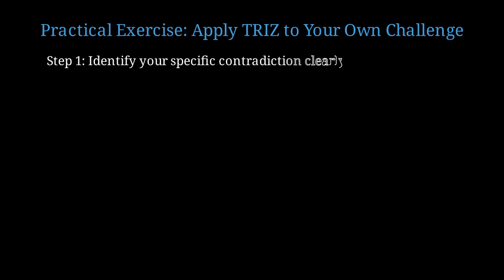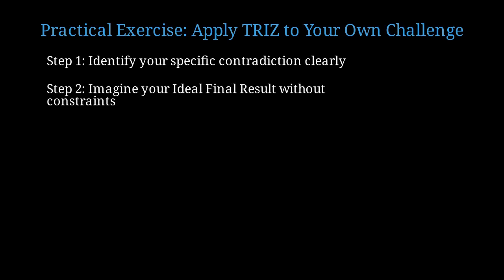Let me guide you through a practical exercise. Think of a cognitive challenge you're currently facing, perhaps learning difficulty, creative block, decision paralysis, or something else. Step 1. Identify your specific contradiction. What two requirements or goals are in conflict? Write them down explicitly. I need X, but X makes Y worse. Or I need both X and Y simultaneously. Step 2. Imagine your ideal final result.